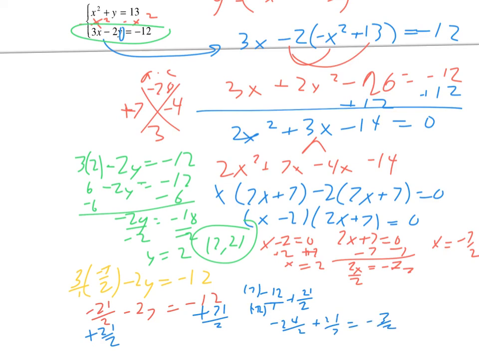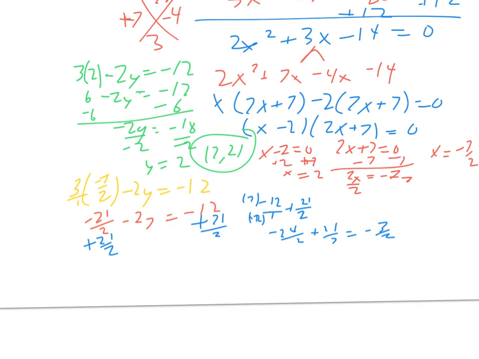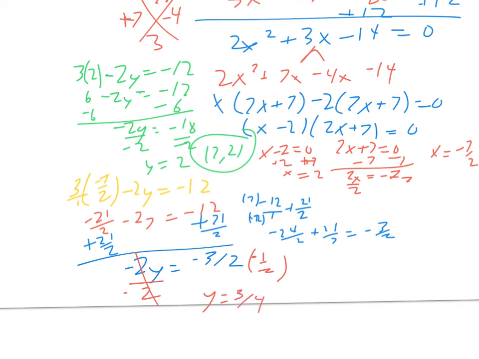So let me get some more space. All right, so now I get negative 2y equals negative 3 over 2. And then I'm going to divide this side by 2. But on this side, instead of dividing by 2, I'm actually going to multiply. Oh, it's by negative 2. I'm going to multiply by negative 1/2, which is really the same thing. So I get y equals 3 over 4. And so that point will be negative 7 over 2, comma 3 over 4.